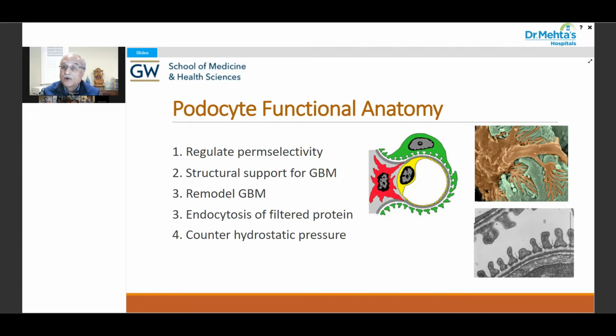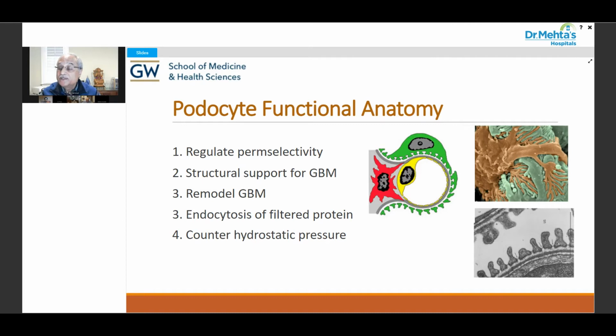What is important to understand is that podocytes are a very complicated cell. They present themselves with a very nice outlined body. Then they have primary divisions, secondary divisions, and tertiary divisions, which actually form the podocytes that we see in electron microscopy.